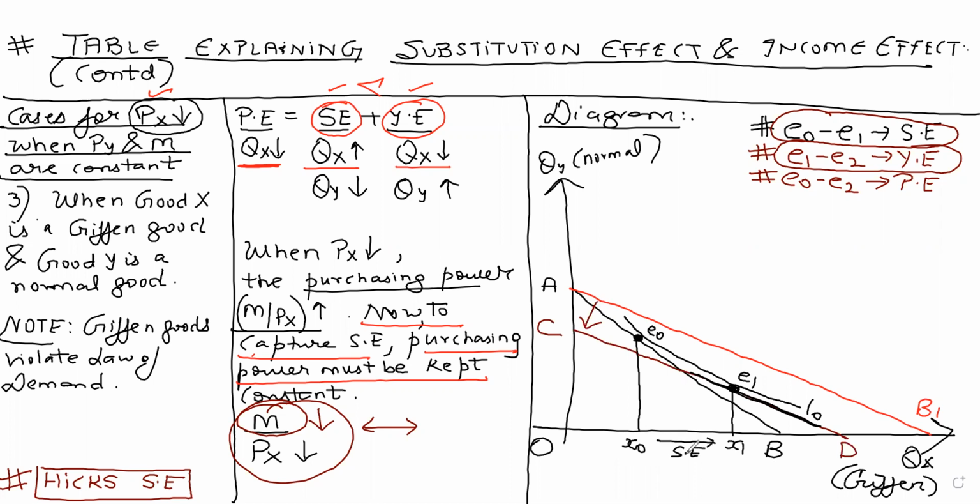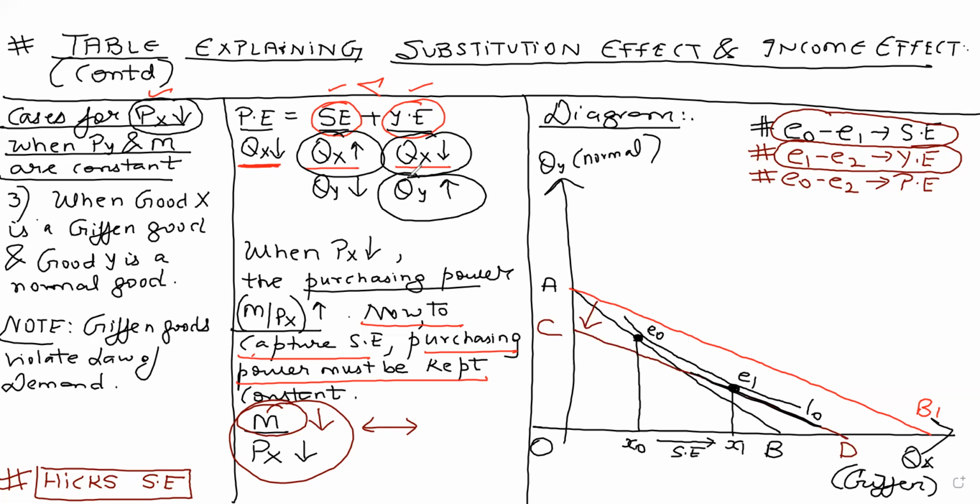Again, when we are moving from E0 to E1, what is changing? When we are moving from E0 to E1, the relative price is changing. The purchasing power is constant. So you can clearly see it's satisfying our chart. You can see when we are moving from E0 to E1, QX is rising and QY is falling. Now to capture the income effect, starting from E1, QX should fall and QY should rise.